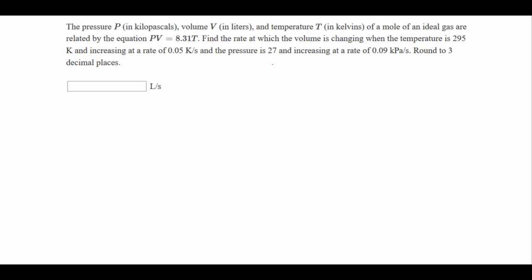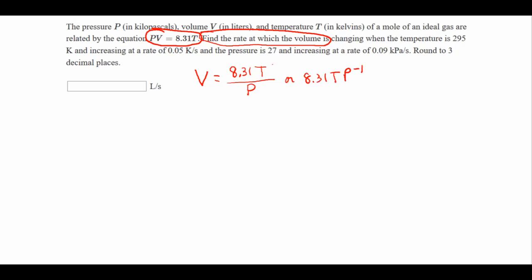Since the question is asking us to find the rate of change in volume, we're going to begin by taking our formula and writing it so that we have a function for volume. So we have V, dividing both sides by P, equal to 8.31 capital T divided by P, which is the same as 8.31 T P to the negative 1 power.